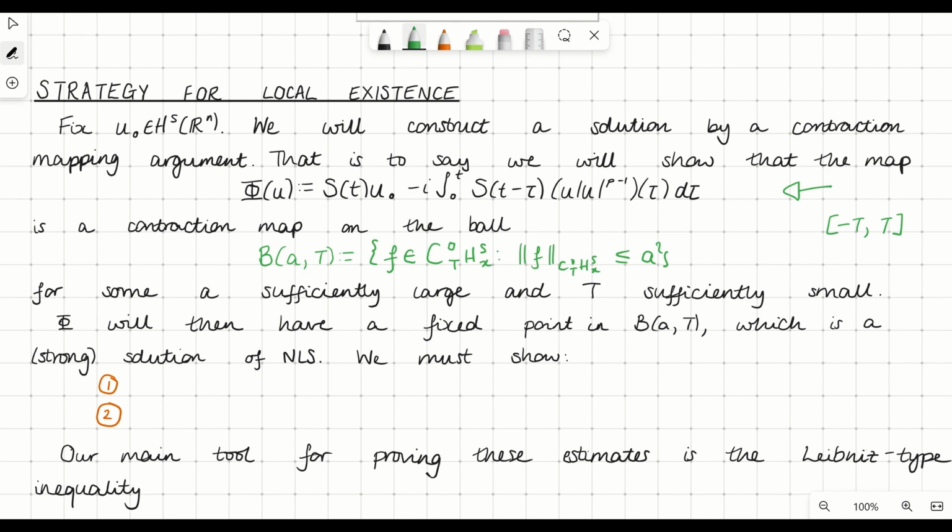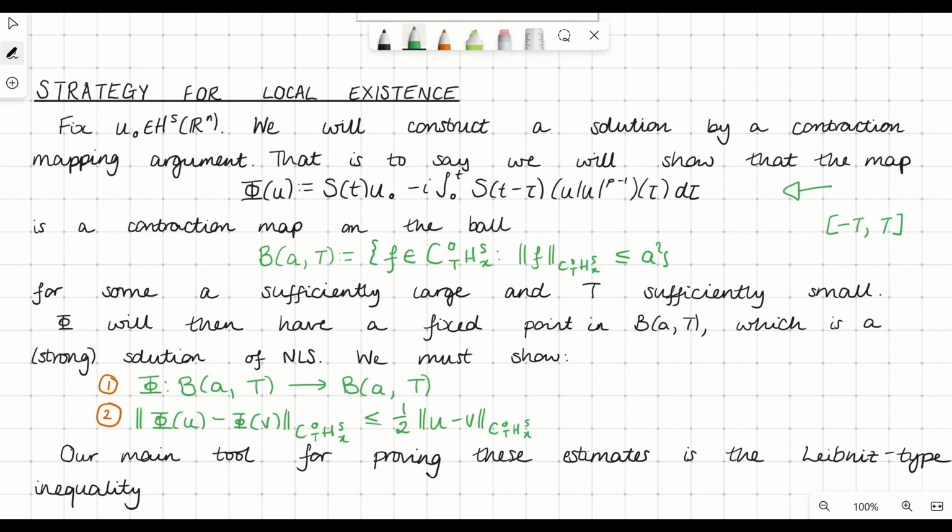So to show that Φ is a contraction map, we have to show two things. We have to show that Φ maps this ball to itself. So whenever u has norm less than or equal to A, Φ(u) should as well. And we also have to show that it's a contraction. So whenever u and v lie in this ball, the norm of Φ(u) - Φ(v) in C^0_T H^s_x should be less than or equal to half the norm of u - v.